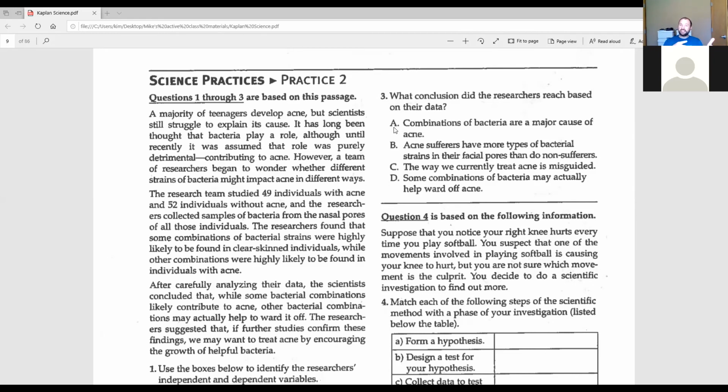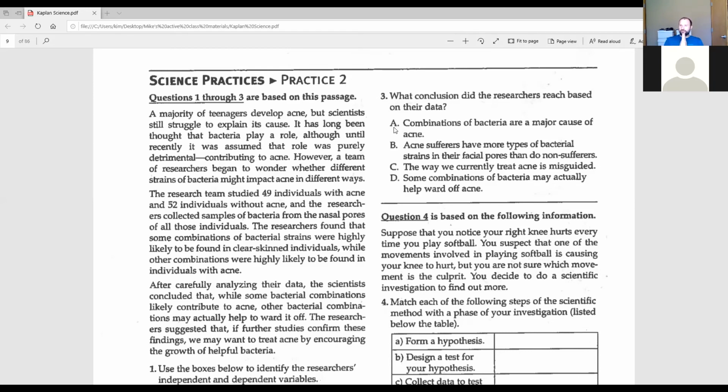C and D are, just like the last question, close. They're similar, but they are worded differently. C says the way we currently treat acne is misguided. D, some combinations of bacteria may actually help ward off acne. So again, they're worded differently, but they're saying similar things. Their conclusion implies, without saying it directly, that C is true. Because we don't know much about acne and how bacteria affects it, we probably are treating acne in a way that isn't as beneficial as it could be.